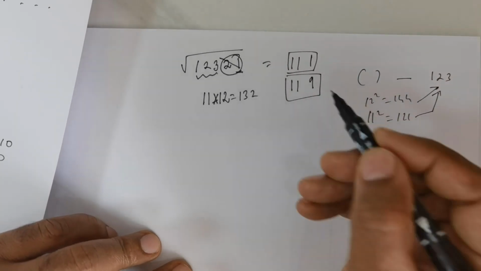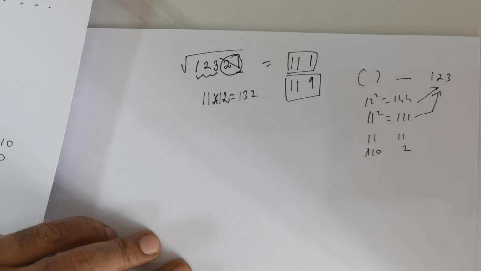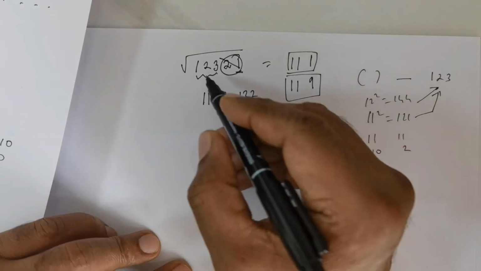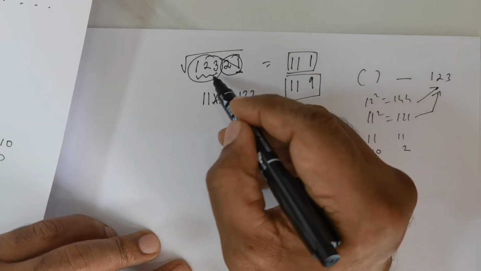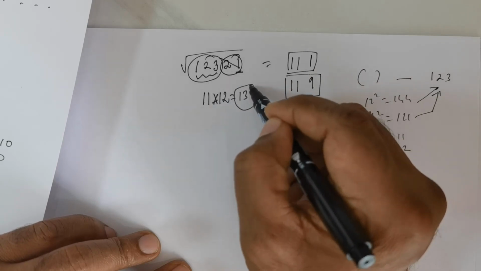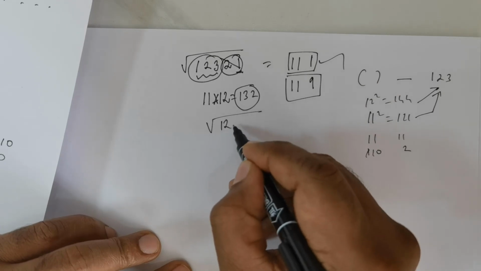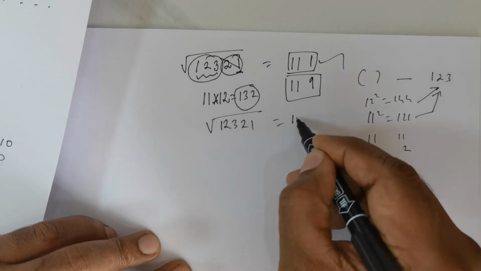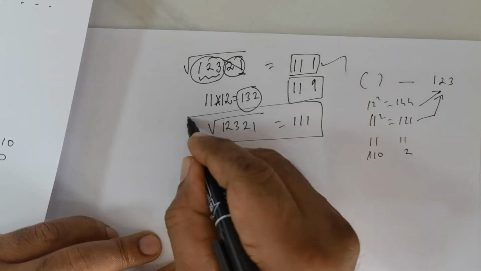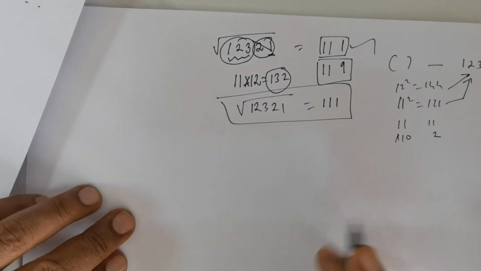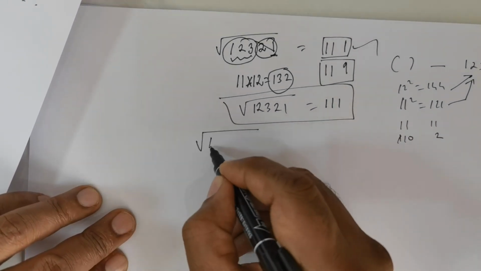These are certain things that you will have to keep in a corner of your mind. So you have 132. Now observe, is 123 greater than 132? No. So this should be the answer. So the square root of 12321 is equal to 111. So that is the solution. That's a lovely question. So let me go back and show you the next one.